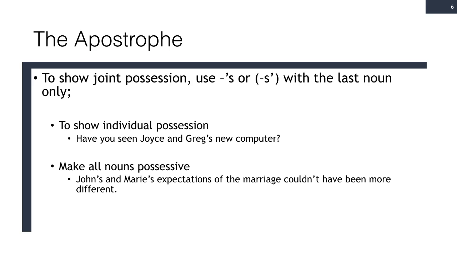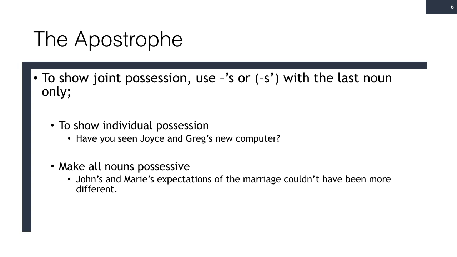Let's read the sentence. Have you seen Joyce and Greg's new computer? So here, there's no S on the end of Greg's, naturally, and it's not a plural noun. So Joyce and Greg. So Greg's is apostrophe S. If you want to make all the nouns possessive.